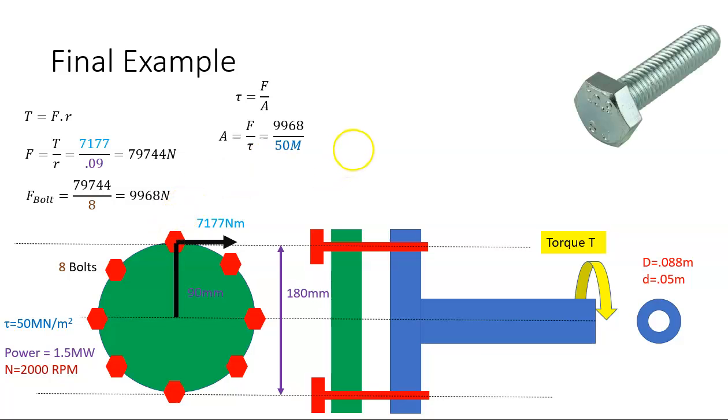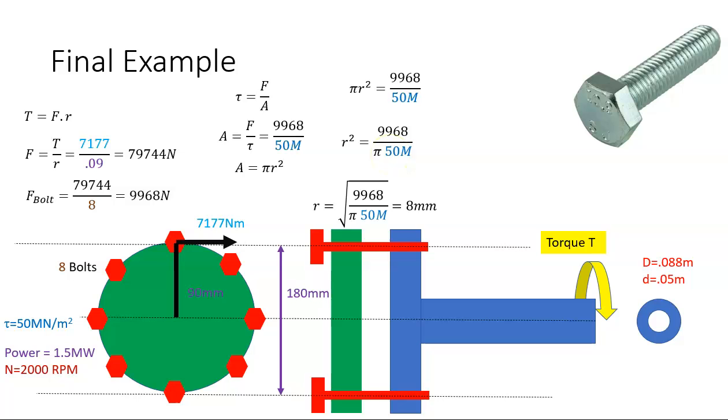However, the bolt, even though it has a hex head, the bolt part is circular. And we know that the cross-sectional area of a circle is pi r squared. So I know that pi r squared is equal to 9,968 all over 50 meganewtons per meter squared. And I can then get a value for r squared and get the square root of that, which gives me r, and that works out to be 8 millimeters, so the diameter of the bolt is twice that, so it's 16 millimeters. Okay, so that's the maximum diameter of the bolts.